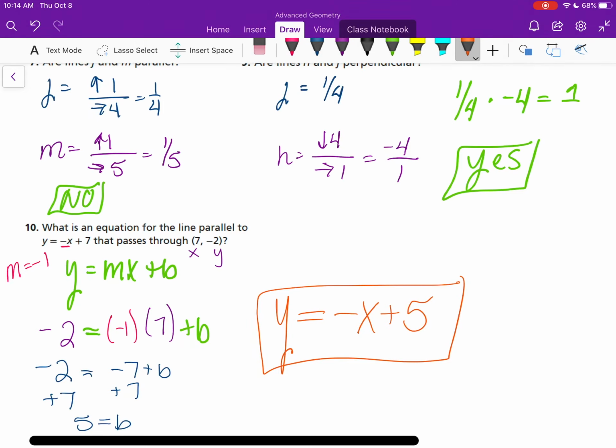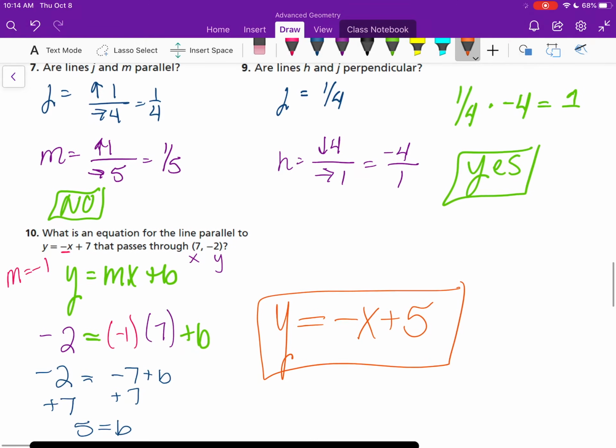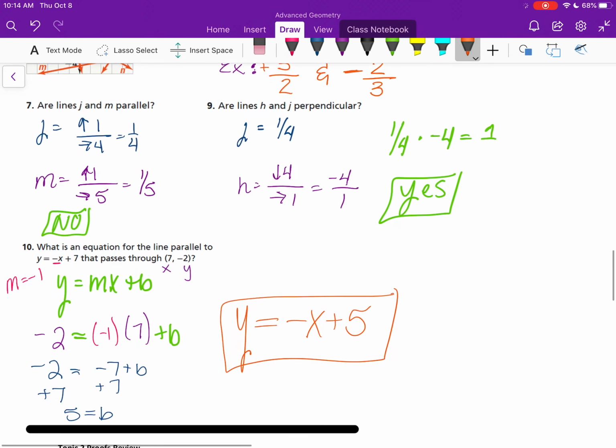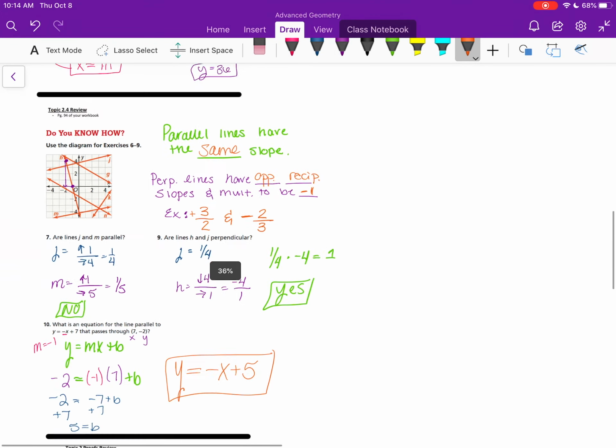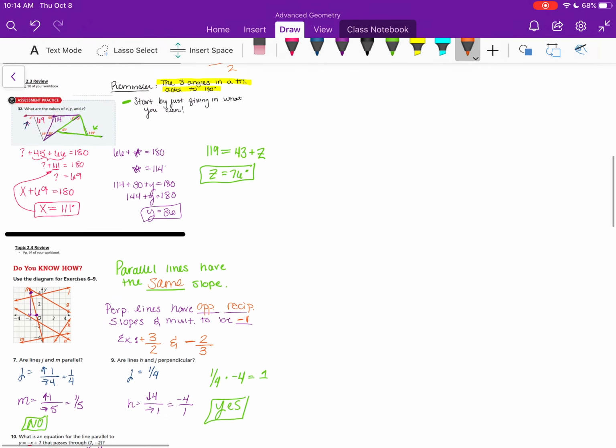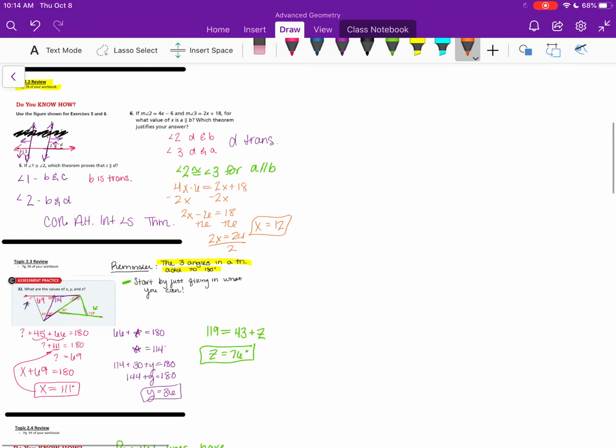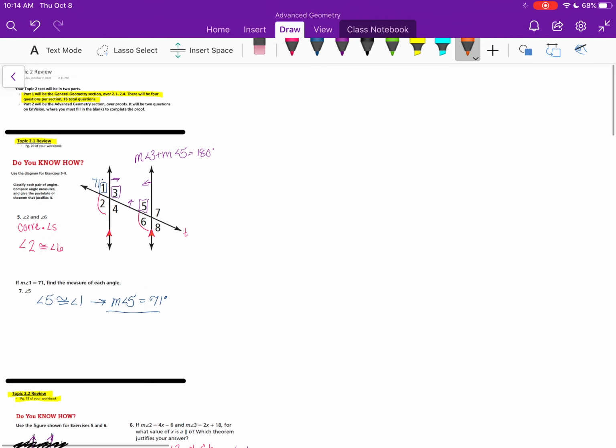If it was perpendicular, we would just do the opposite reciprocal. All right, that is your review of the 4 lessons in topic 2. Watch the next video to review proofs of topic 2.